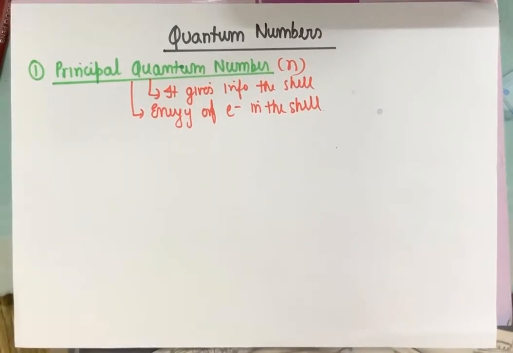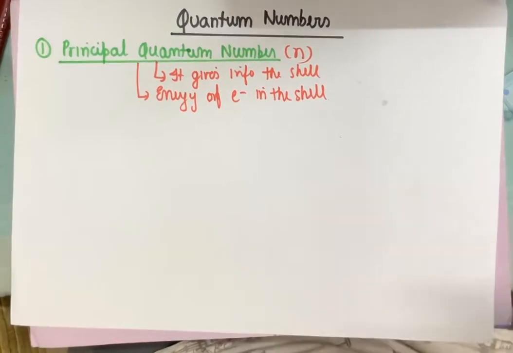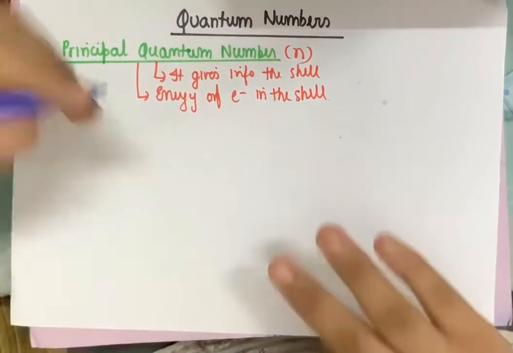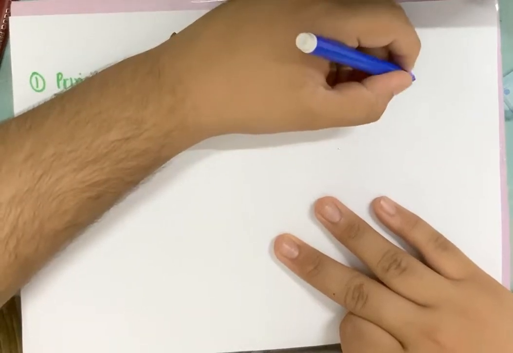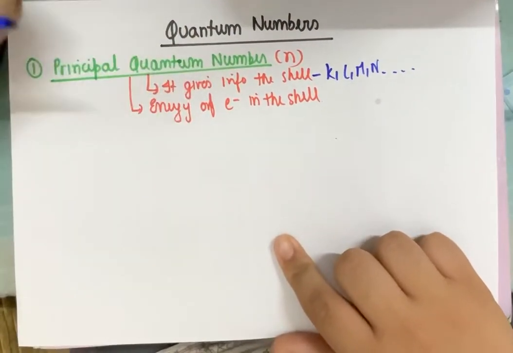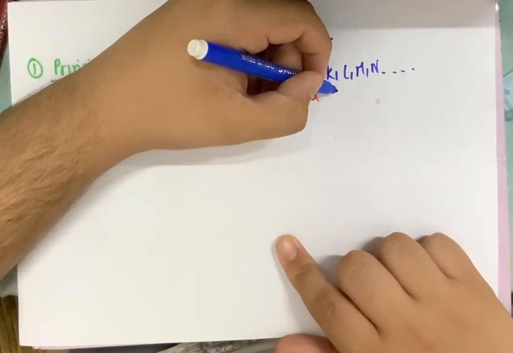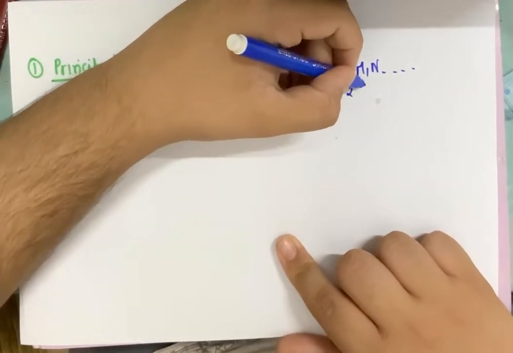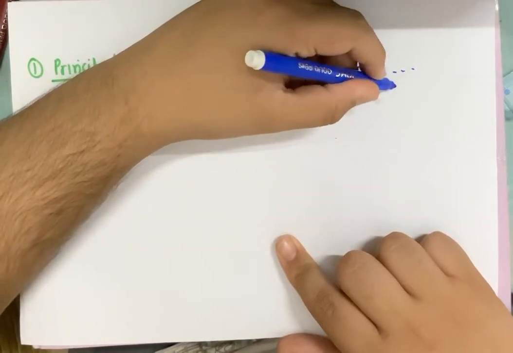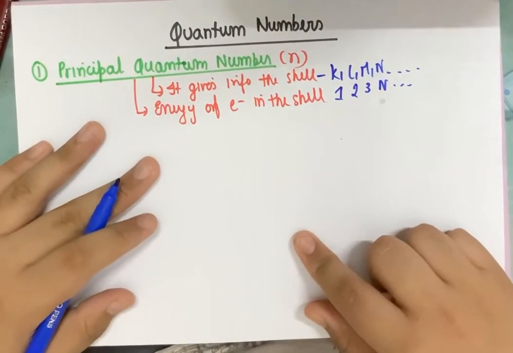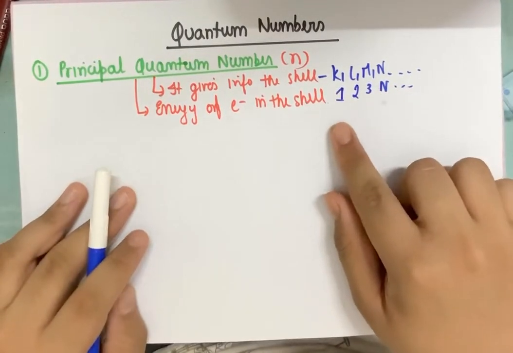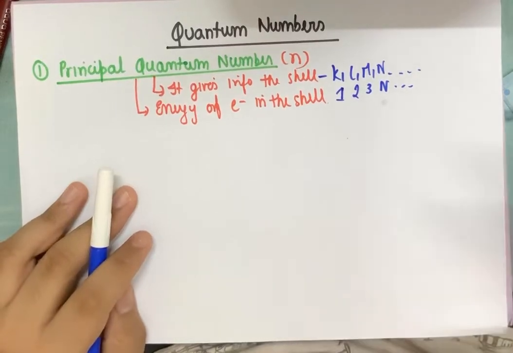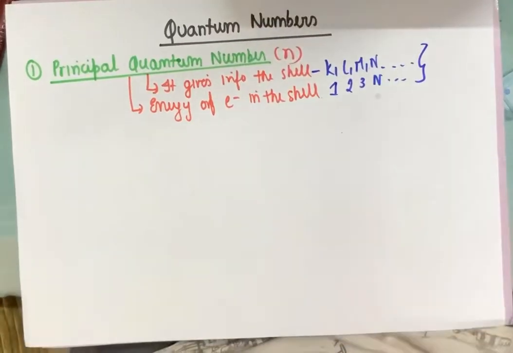One more thing: the principal quantum number gives the shell, which we already know are denoted by K, L, M, N and so on. From this we can derive that the K shell is the first shell, so the principal quantum number will be 1. For L it is 2, for M it is 3, and for N it is 4 and so on. We can denote the shell with KLMN, or we can denote the shell with 1, 2, 3, 4, etc. Whichever is the choice, these are both the options for denoting the shell number.